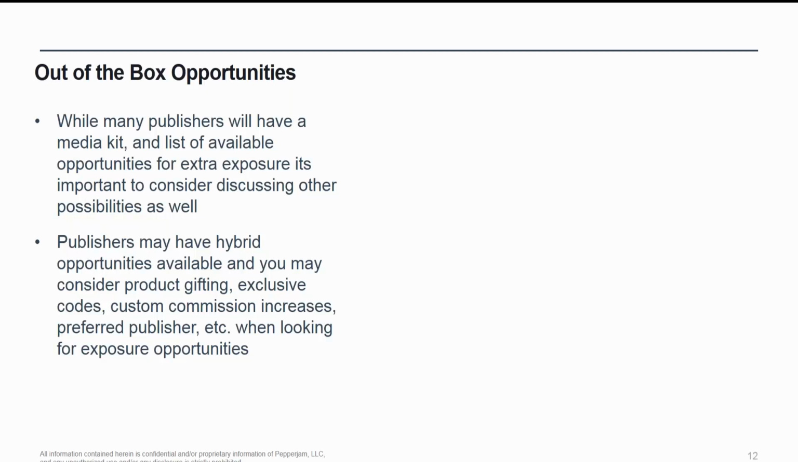So for example, you could consider product gifting. So if you wanted to look at getting review for specific products, you can provide a publisher with a free gift, maybe give them exclusive codes so that they're able to lower their rate or give you a better placement.